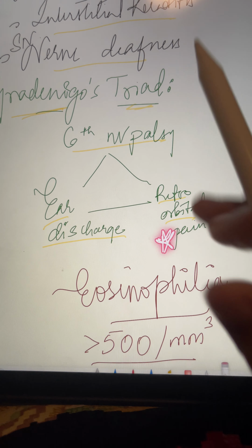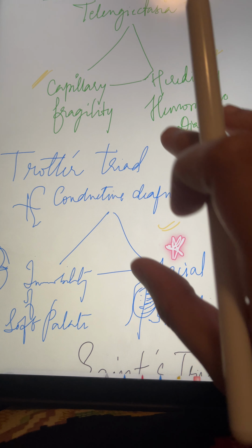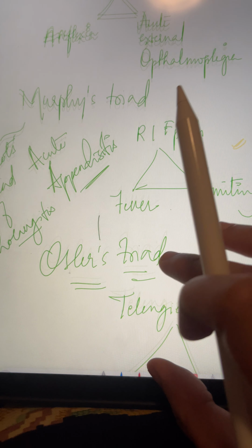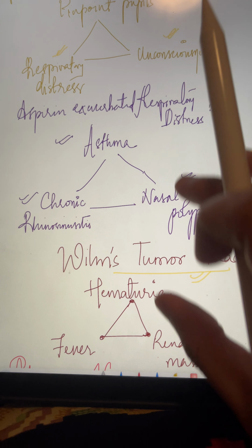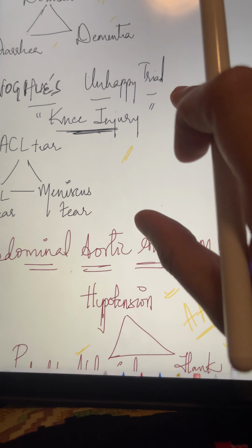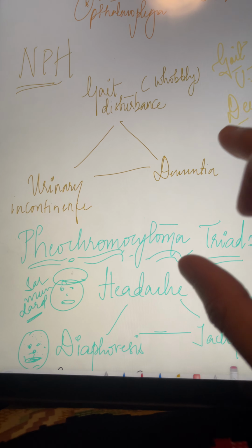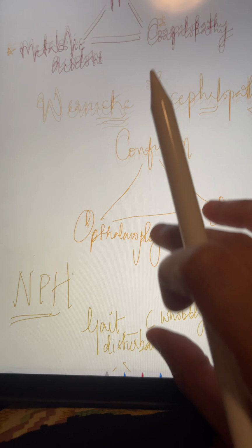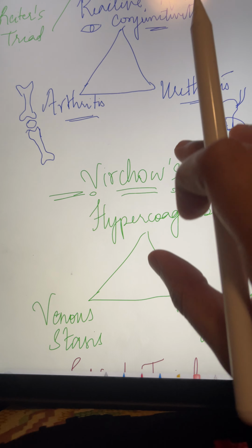So these were all of the important triads which we see. Do answer the questions which I've asked, Murphy's sign related. These signs and these triads are very simple. It's just that you have to keep on revising them. For that, you can just have a look at my video, and it will be a very good revision for your final exams, university exams, or even your competitive exams.